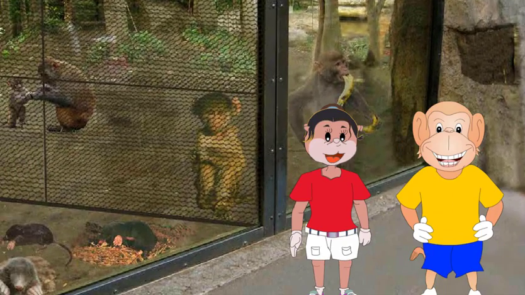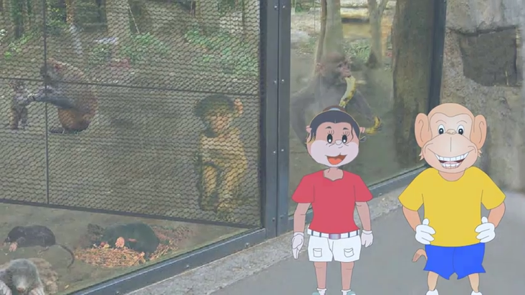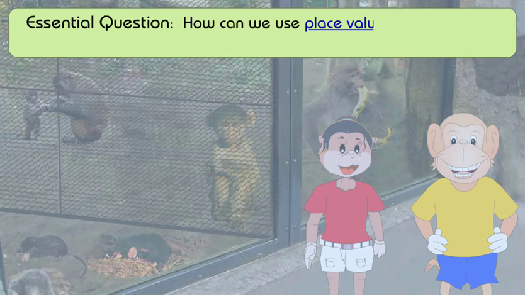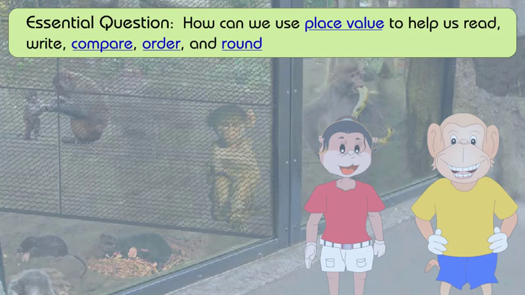You just learned a little bit about place value and ordering numbers. Now, let's continue with the rest of the lesson, where you will learn more about place value. We'll also find the answer to the essential question, how can we use place value to help us read, write, compare, order, and round whole numbers?